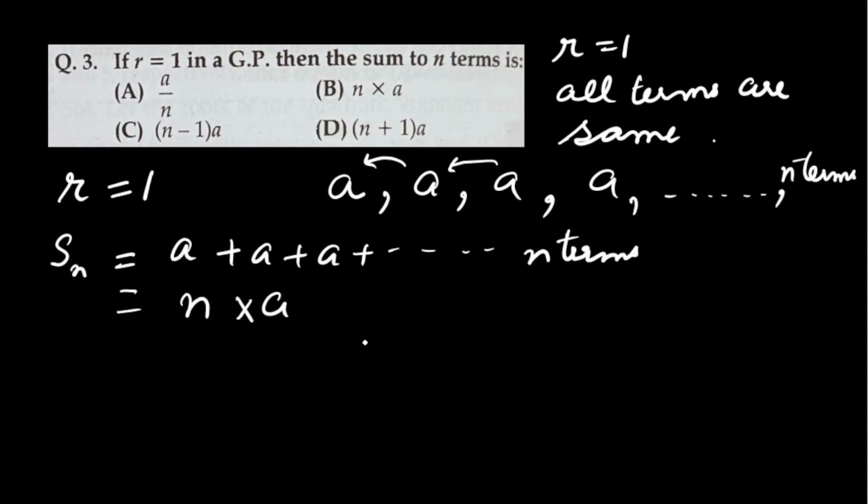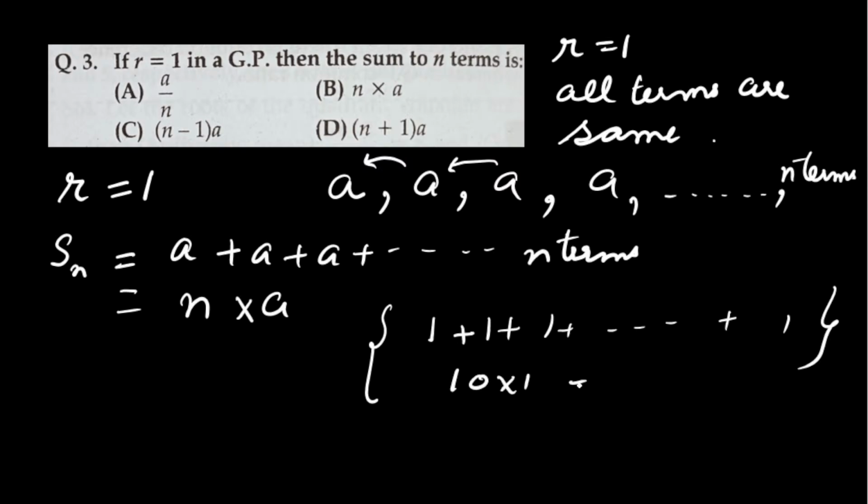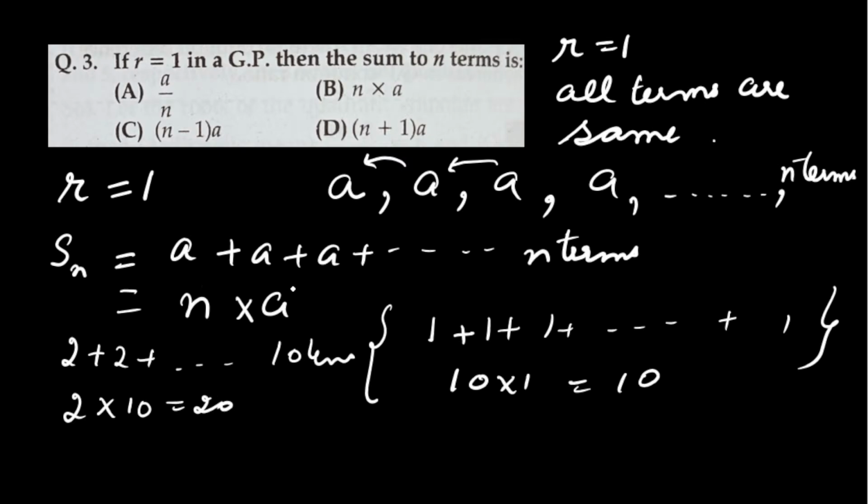Why will it become n into A? Simply, I'll give you an example. Suppose you are adding 1, 10 times. It will become 10 into 1, which is equal to 10. If you are adding 2, 10 times, it will become 2 into 10, which is 20. Same way here, if we are adding A n times, it will be n into A. Anything if we add n times, we can write n into A. So option B. Is it clear?